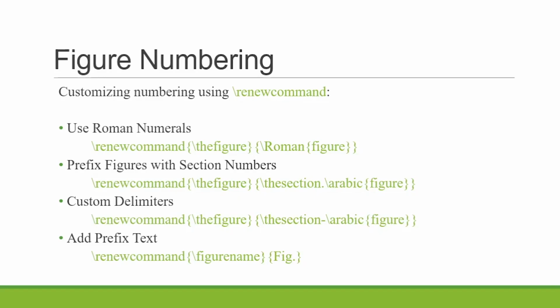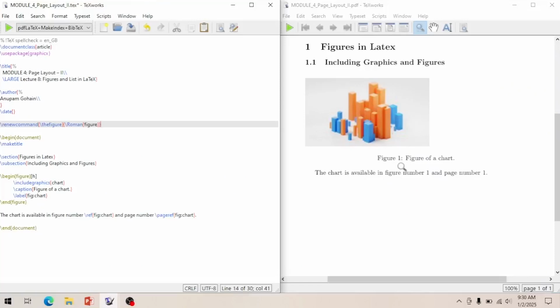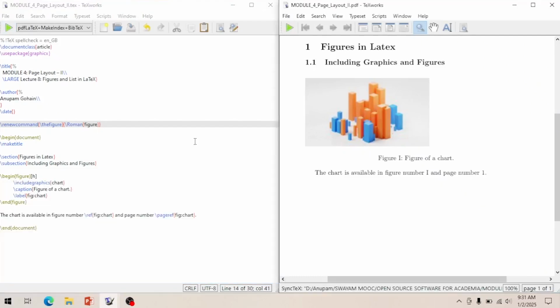used instead of Figure. As you can see, previously the figure numbering was given as figure 1. Let's use the Roman numeral for this. So I have included the command here just before the begin document command. Save the code, execute the code. Now, as you can see, the figure 1 has been changed to a Roman numeral.